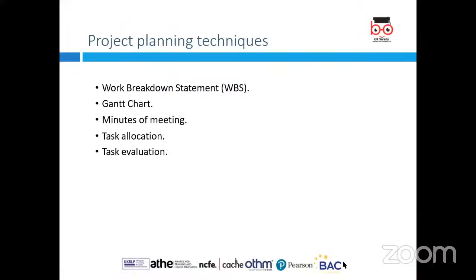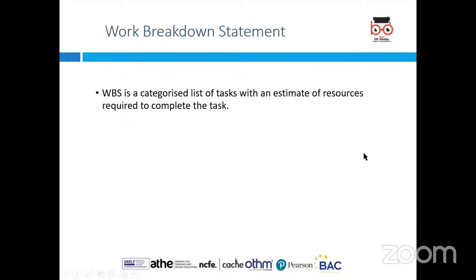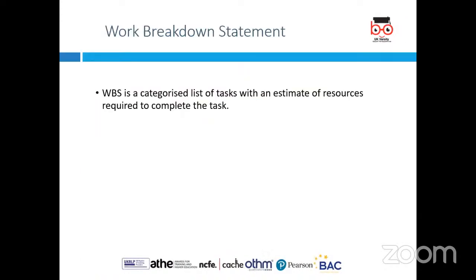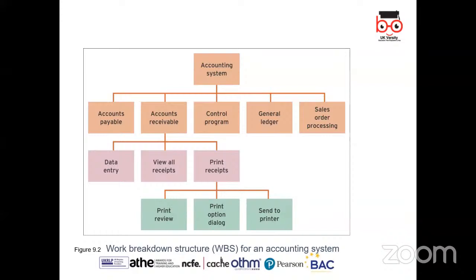Okay, so coming back to our presentation, work breakdown statement is simply a categorized list of tasks with an estimate of resources required to complete the task. So this is how a WBS will work. We're just breaking it down as a diagram. Let's call it like a diagram. And each diagram will have its appropriate task and how it has to be delivered.